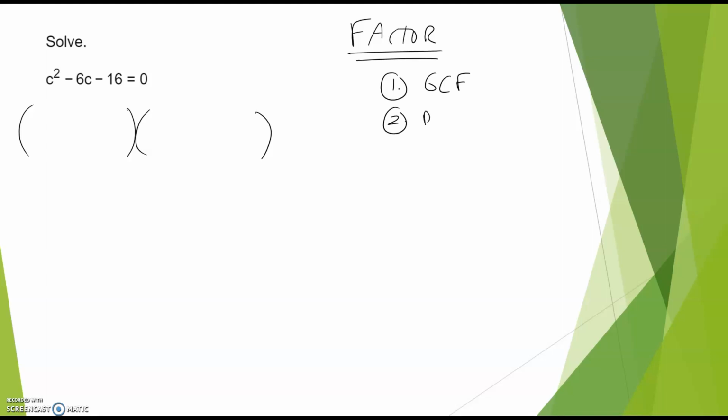Next thing I like to look for is kind of the easy case, difference of squares. Give you an example of that. Remember, we are solving by factoring. So not only do we have to factor, we have to do an extra step and solve. So this is a perfect square, this is a perfect square, so I can factor like this.